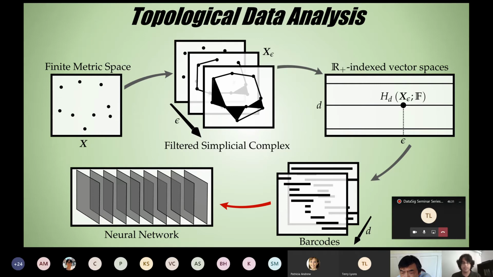Before I tell you where the path signatures come into this entire story, the red arrow is where they will come in, of course. We're going to use path signatures as a way to feed barcodes into neural networks. That's the whole idea of what we wanted to do.